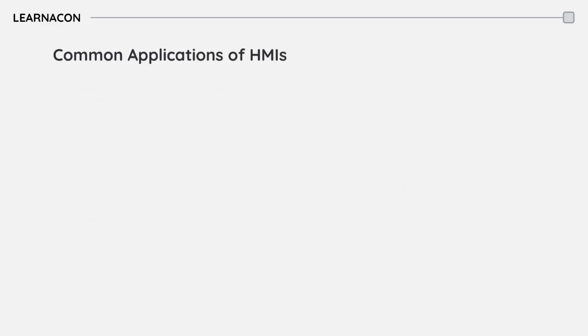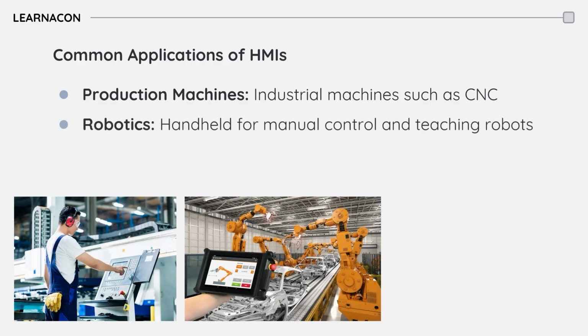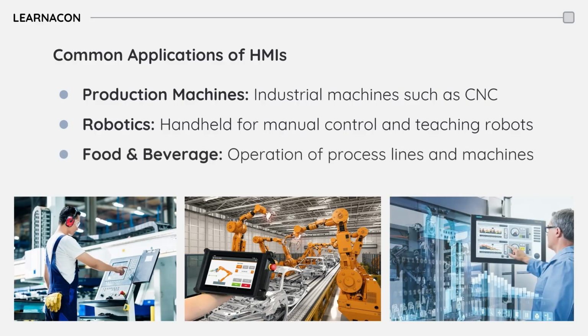HMI panels are incredibly versatile and are used in a wide range of industrial applications. In production machines like CNCs, they provide precise control and monitoring. In robotics, handheld HMIs are essential for manual control and teaching robots new tasks. In the food and beverage industry, HMIs are used to operate process lines and packaging machines, ensuring everything runs smoothly and efficiently. Okay, that was a short overview of the HMIs in the industrial automation.